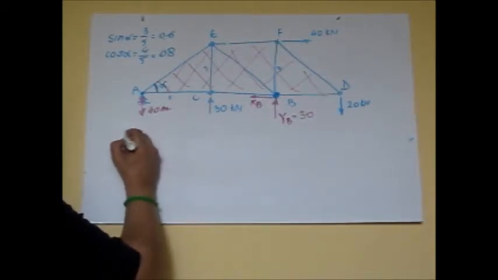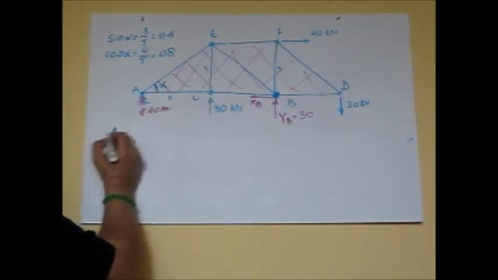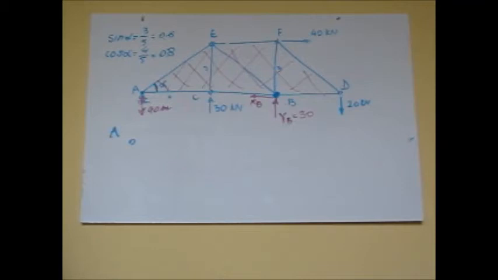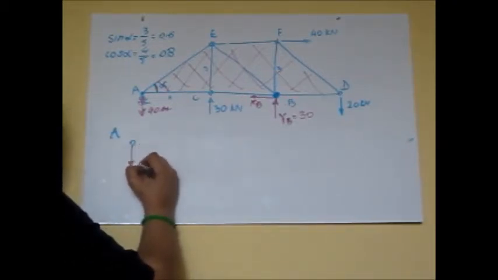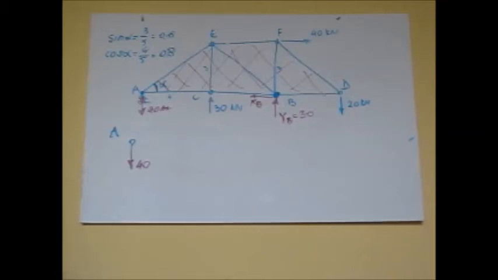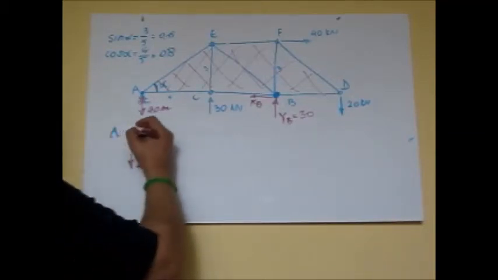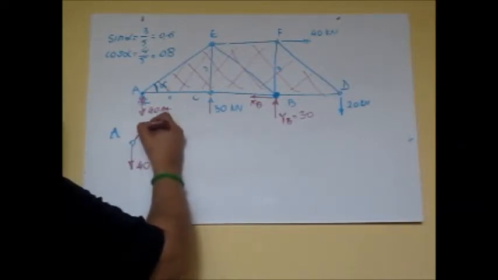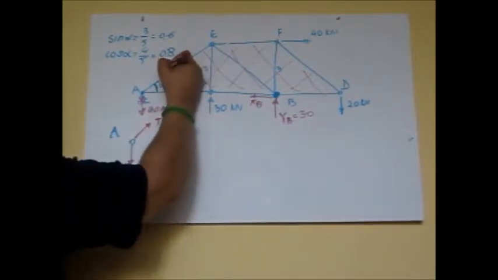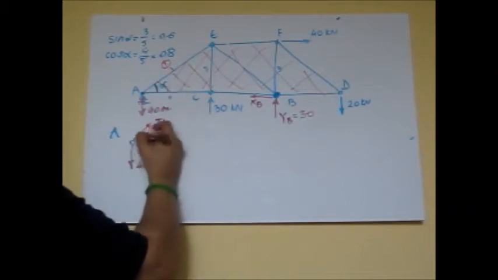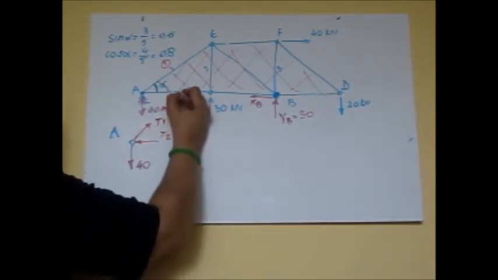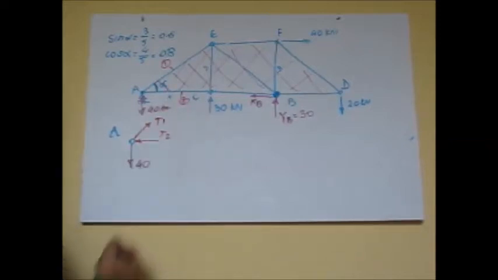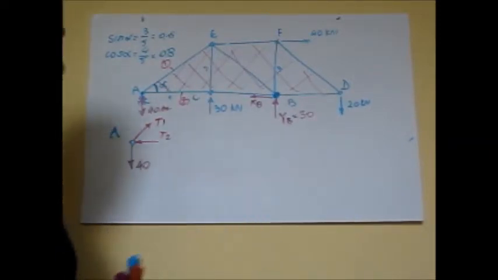So this is the node A. And what I have in A? I have the force that I know. This is 40. I'm not going to put the units, not too complicated. And I have this force which I don't know. I'm going to call it T1. So this is number 1. And this one, I'm going to call it T2. This is number 2.